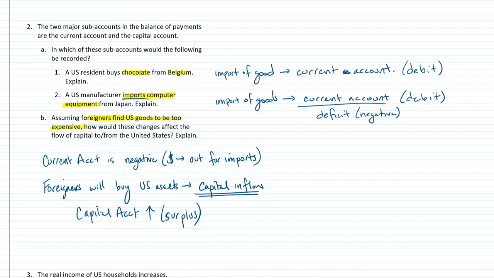So we again have the same relationship. Current account is negative, so the capital account should go positive or into a surplus. And again, this should make sense. We are giving a lot of dollars to people, in this case in both Belgium and in Japan. If the people in Belgium and Japan do not want to spend their dollars on our goods, then the only place they can spend our dollars is on our assets, which shows up as capital inflow into the U.S. capital account.